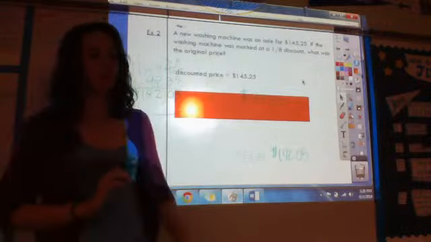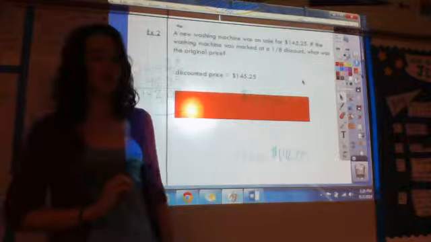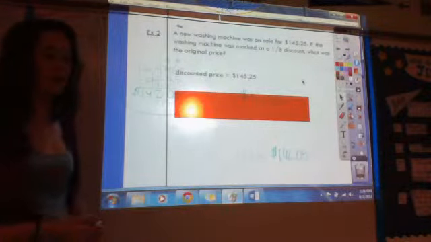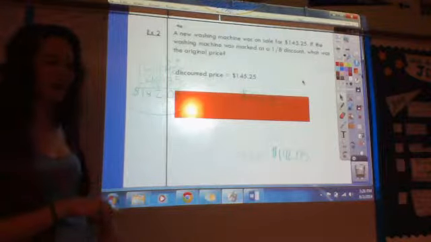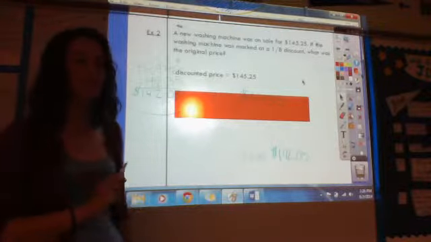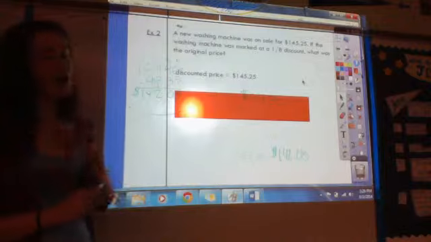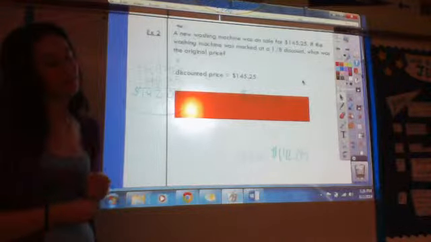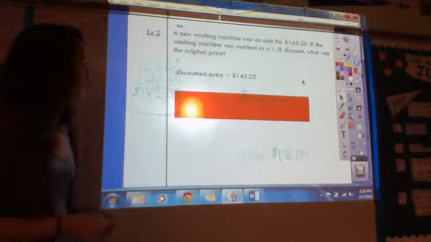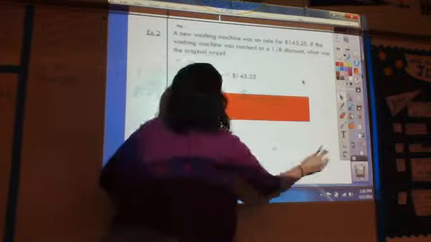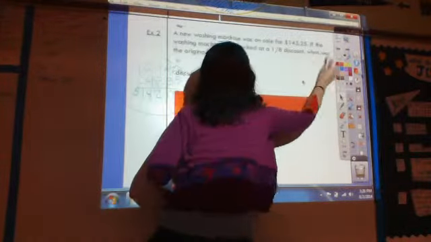Next, our example reads, a new washing machine was on sale for $145.25. If the washing machine was marked down a 1/8 discount, what was the original price? Let me first erase this work that we had before.